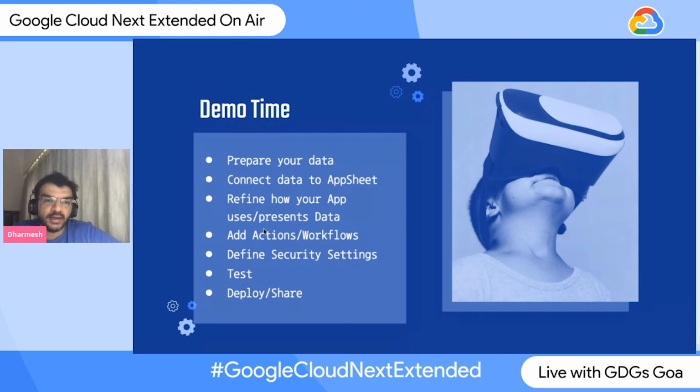And then you define your actions, workflows, and then add any notifications on top of that, and you define your security settings after that. Then you test, deploy, and share it with the end user. So when you share this app, if you are on the free tier, the end users would need to download something called AppSheet itself from the Play Store. Within that AppSheet, you just have to share your app link, and it gets automatically deployed, or rather installed, on their phones.